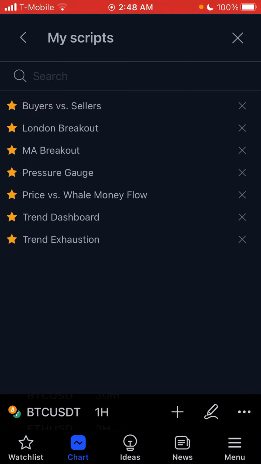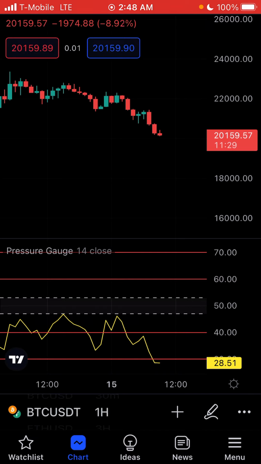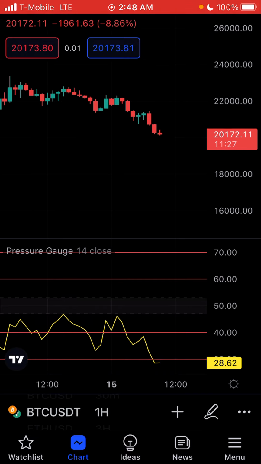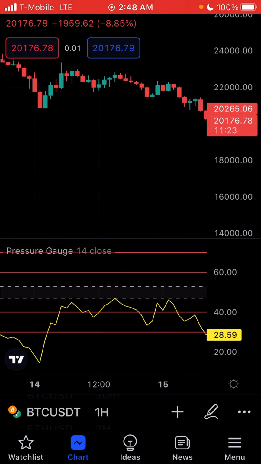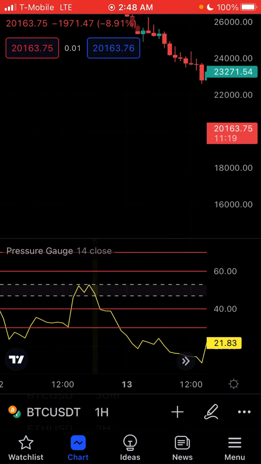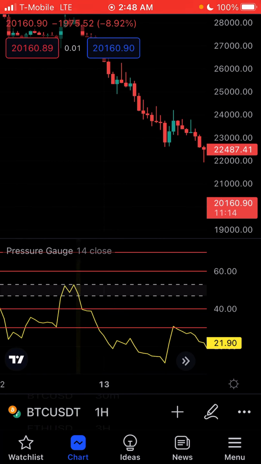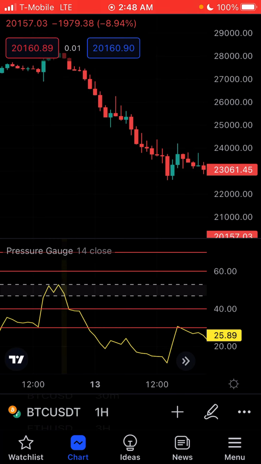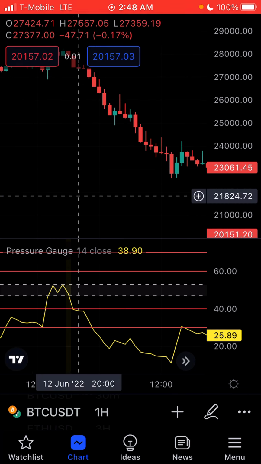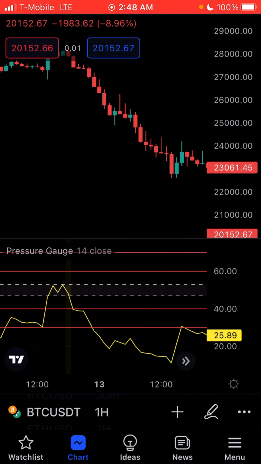But get the pressure gauge, and what you want to look for first is moments when the pressure gauge shows up. So if you just rewind here, let's just go see where the first pressure gauge shows up. There's one right here. You guys probably can't tell on your screen, but there's one right here. It's very small.